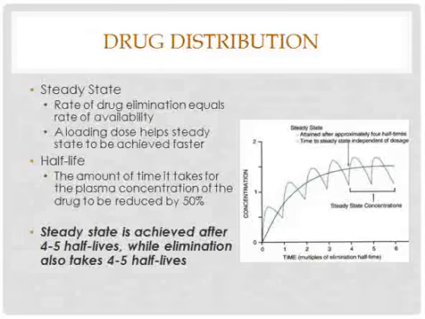So when we think about distribution, it's helpful to think about having a steady state. These are the main terms we think about: steady state and a half-life. A steady state is achieved after 4 to 5 half-lives, while elimination takes about 4 to 5 half-lives.